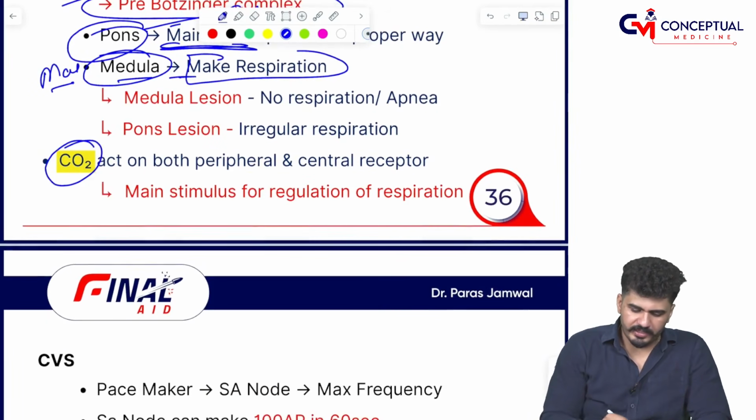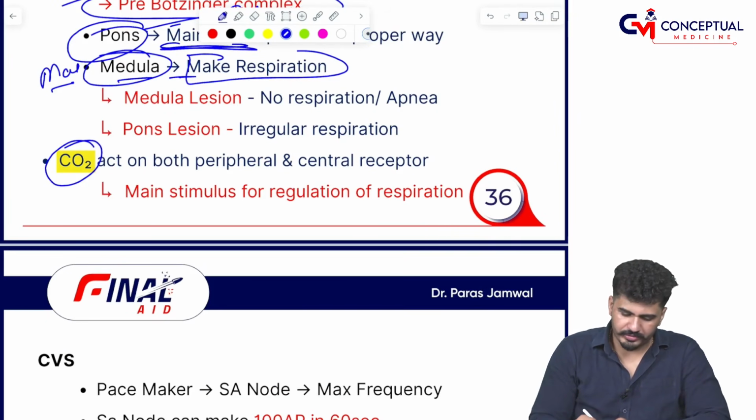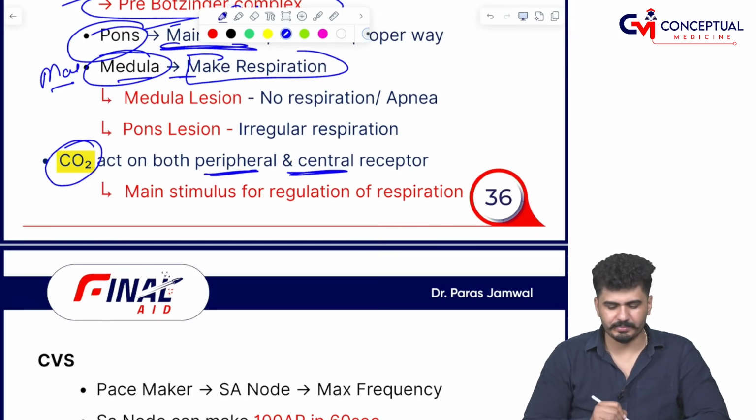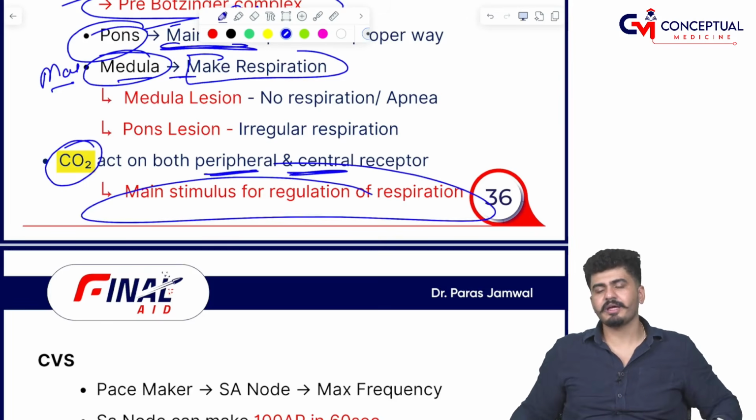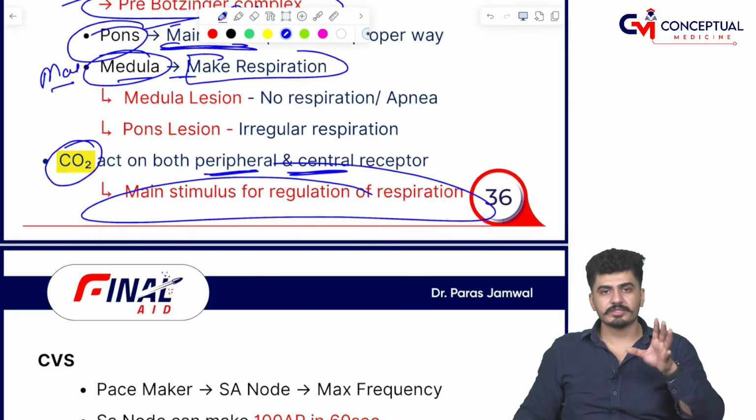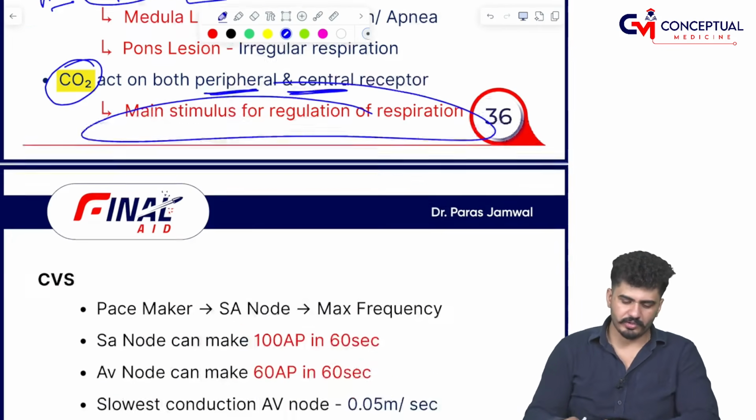Now coming to the carbon dioxide. It acts as both peripheral and central receptor. That is why it is the main stimulus for the regulation, not oxygen. Who is the main receptor? Remember, that is your carbon dioxide.